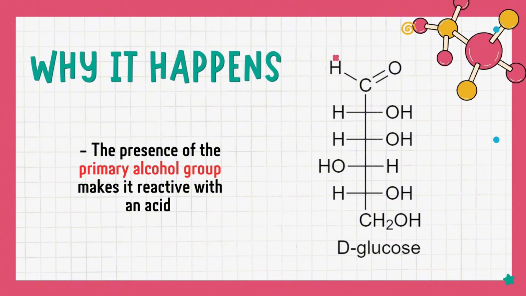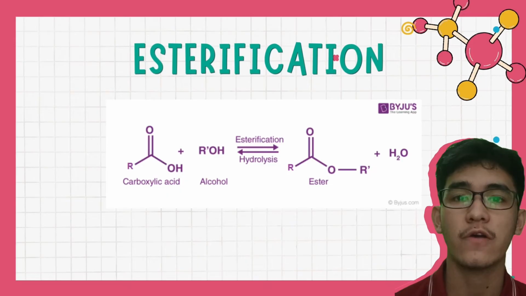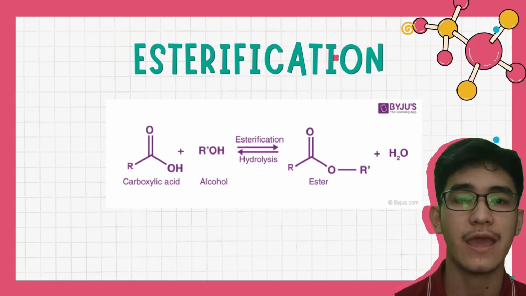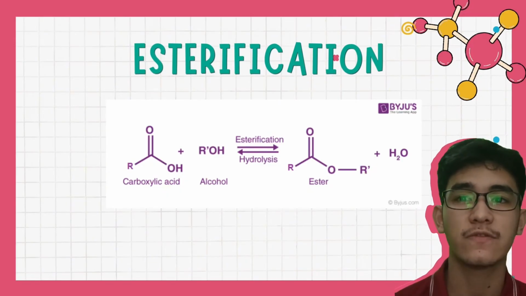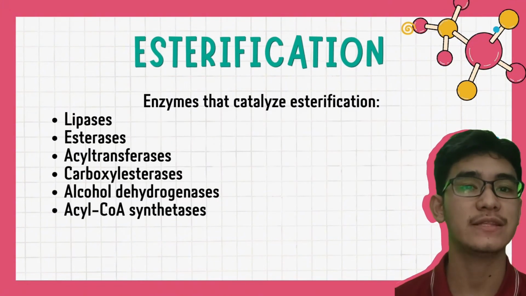As just mentioned, esterification is the reaction between an alcohol and an acid. The reason this reaction occurs in sugars is because of the presence of the primary alcohol group. Here is an example of esterification with a carboxylic acid and an alcohol. The reaction of these two functional groups forms an ester. In biological systems, carbohydrate esterification is catalyzed by enzymes.